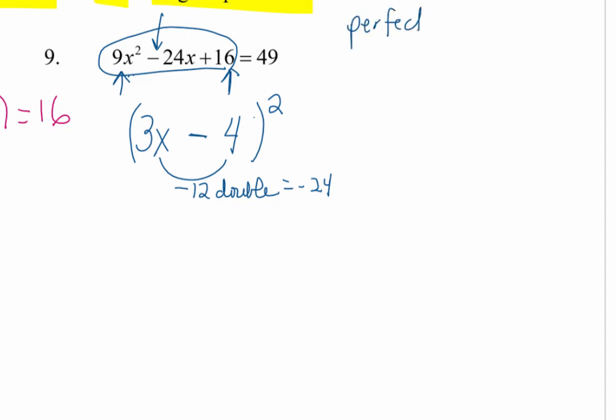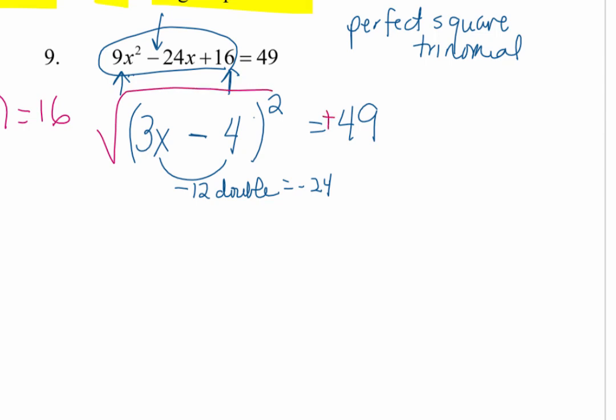Remember that work we did before, perfect square trinomial. So it's okay for us to factor it like this: 3x minus 4 all squared equals 49. So now we're ready to take the square root of both sides. Square root property, plus or minus, always on the right with the number, right? And so here we get 3x minus 4 equals plus or minus 7.